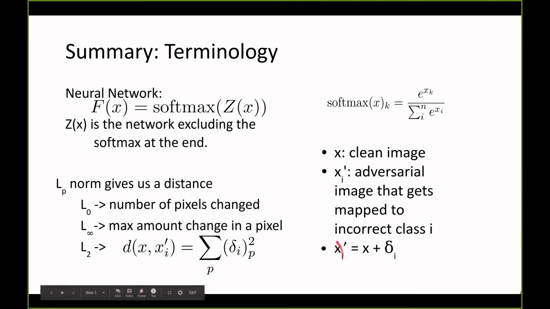when added to x that makes it get mapped to class i. So the Lp norms that are used in this paper are the L0 norm, which is simply the number of pixels changed, the L infinity norm, which is the max amount of change in a pixel, and the L2 norm, which is the square of the perturbation in each pixel summed up.